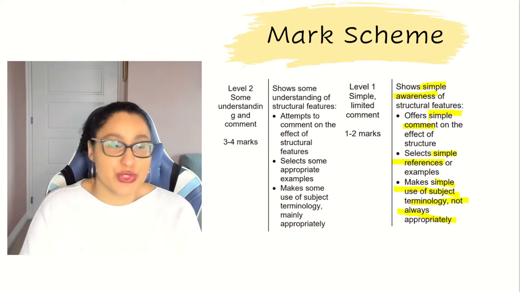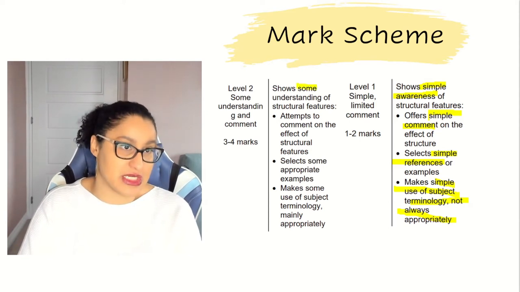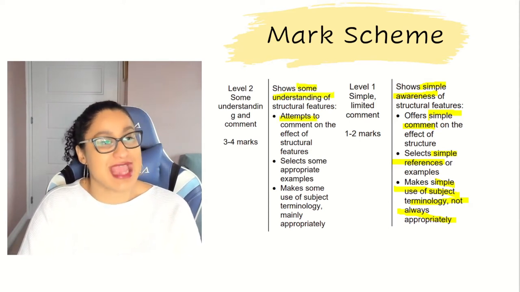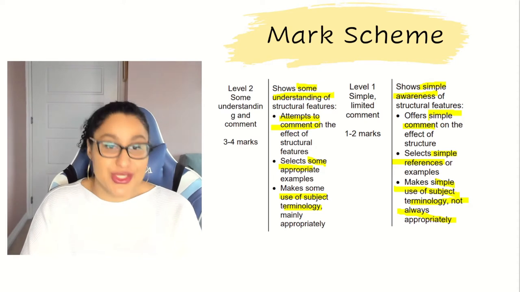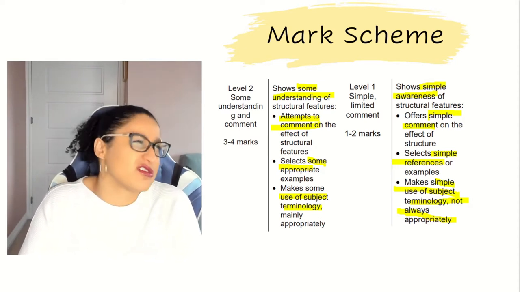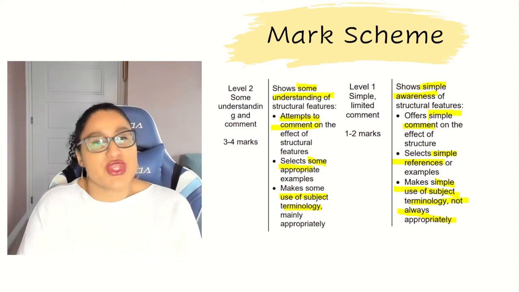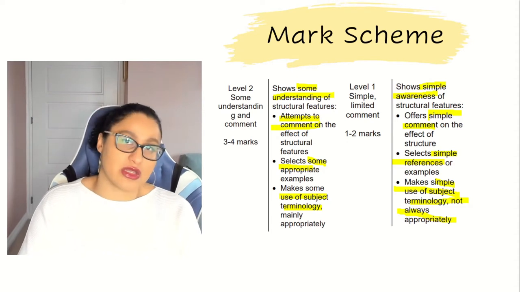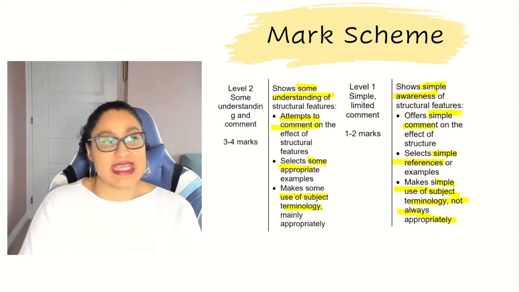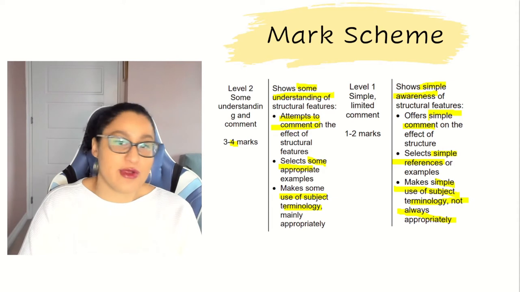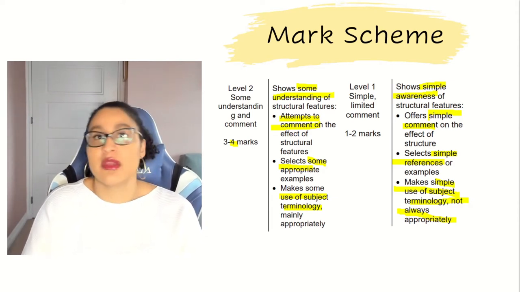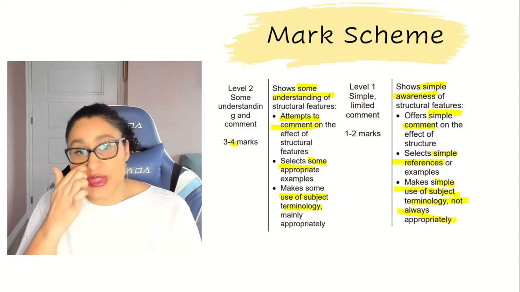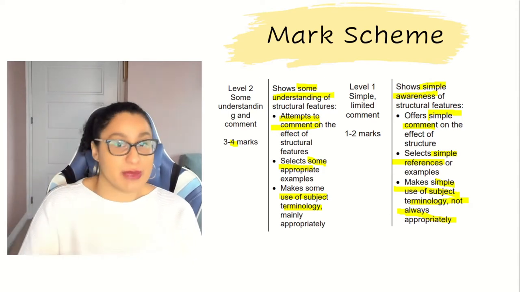At level 2, you show some understanding of structural features. You attempt to comment, you select some appropriate examples, you make some use of subject terminology. Now, it makes sense when you think about it: the most common mark achieved for this question is 4 out of 8, because 4 out of 8 is the pass, and most students who take this exam just pass. So this is the category that most people will fit into.